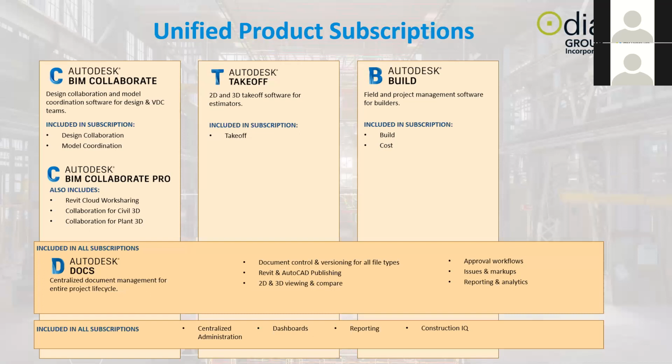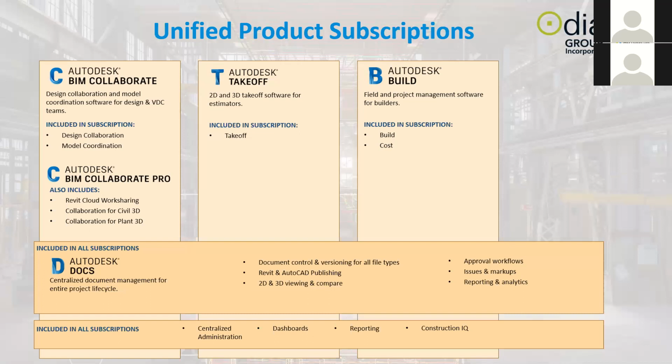So across all of those, where all of the files actually reside is within something called Autodesk Docs. Whichever subscription you do purchase, or if you purchase them all, whether it's Collaborate, Takeoff, or Build, Autodesk Docs comes as part of all of those subscriptions. If you're familiar with the old BIM 360 Next Generation, it's quite similar. There are certain improvements that have caused this to be released as a new unified platform. So just to keep that in mind.